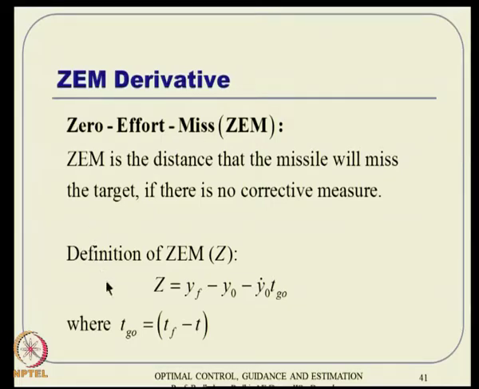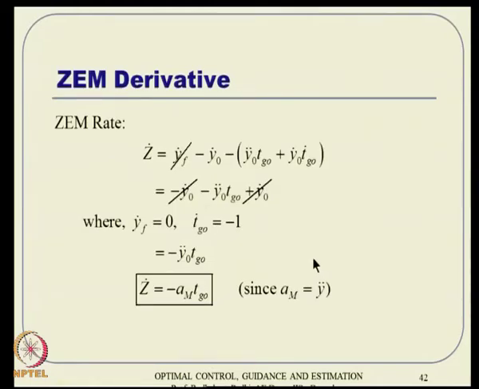Anyway, so mathematically speaking, the ZEM can be interpreted something like this: yf minus this term. This is the predicted yf, y naught plus y naught dot times t go, this is the predicted yf, and hence z is nothing but yf minus this quantity. Okay. So, what is the ZEM rate? That's what we want to impose as a system dynamic equation.